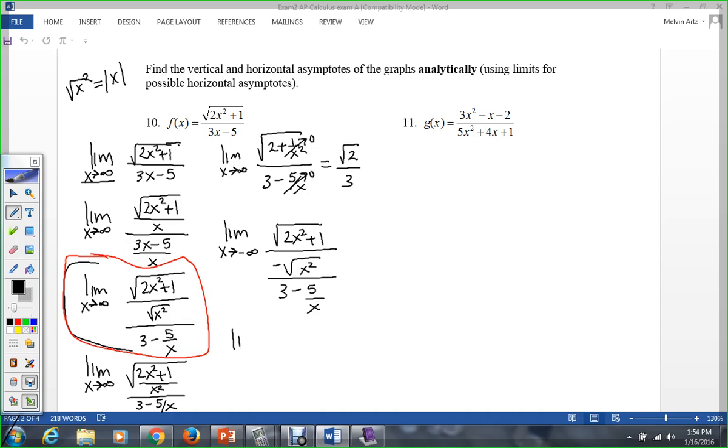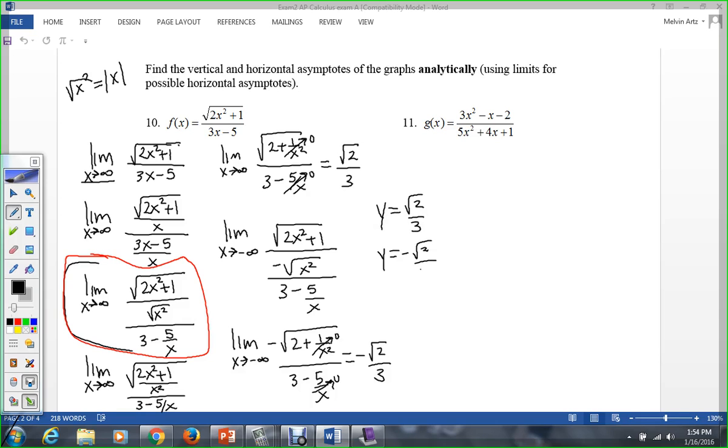And then everything else would be the same, and we would have negative square root of 2 plus 1 over x squared, and then 3 minus 5 over x. And this would go to 0, this would go to 0, so we would have a horizontal asymptote at y equals negative square root of 2 over 3. So we would note that we have a horizontal asymptote here, and we have a horizontal asymptote here.